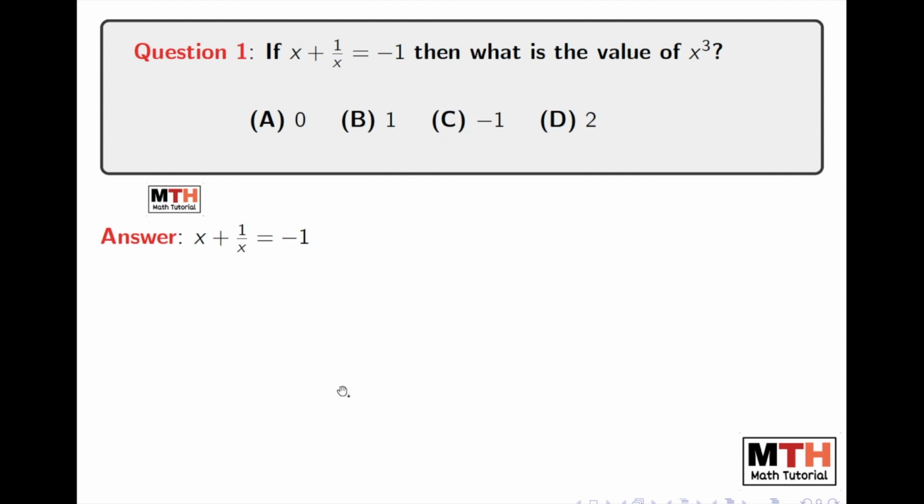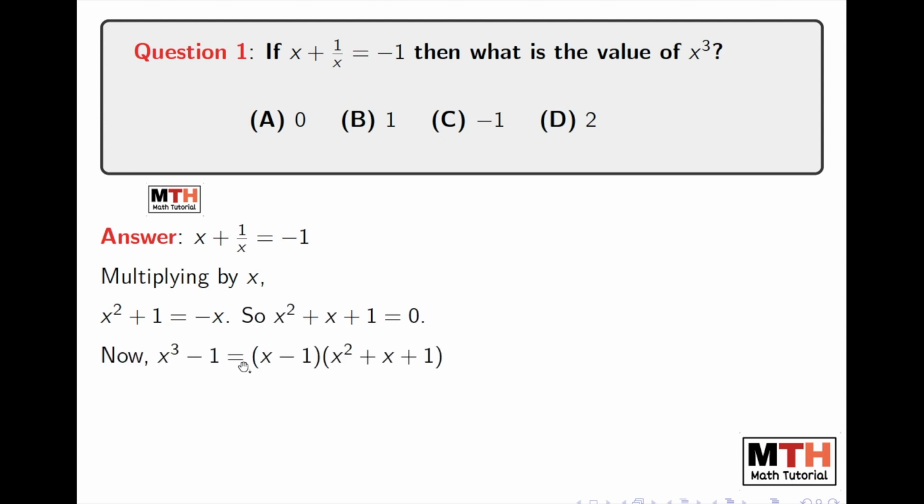Answer. Given that x plus 1 by x equals to minus 1, multiplying by x we get x square plus 1 equals to minus x. So x square plus x plus 1 equals to 0. Now x cube minus 1 equals to x minus 1 times x square plus x plus 1, and since the value of this quantity is 0, we get the value of x cube minus 1 equals to 0. Thus x cube equals to 1. Thus option B is correct.